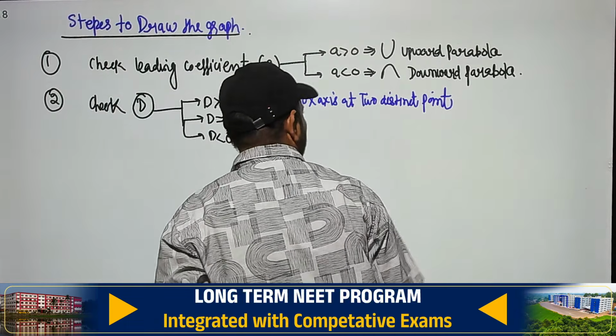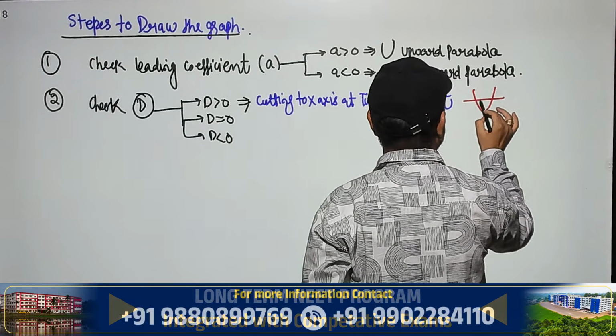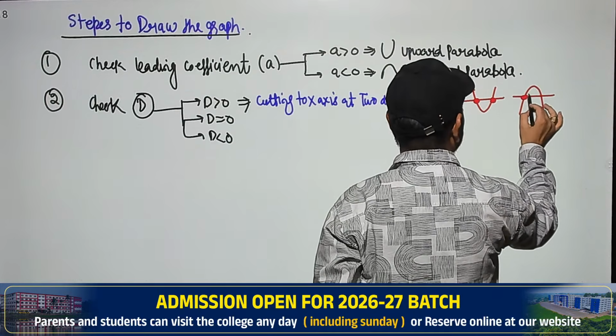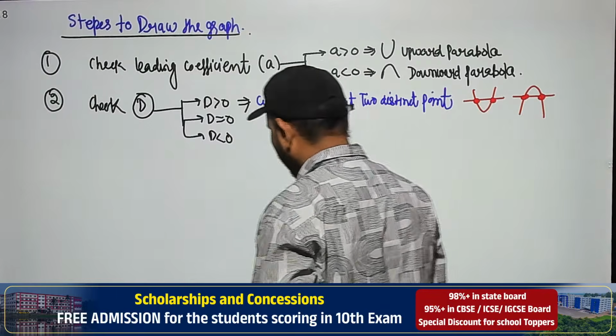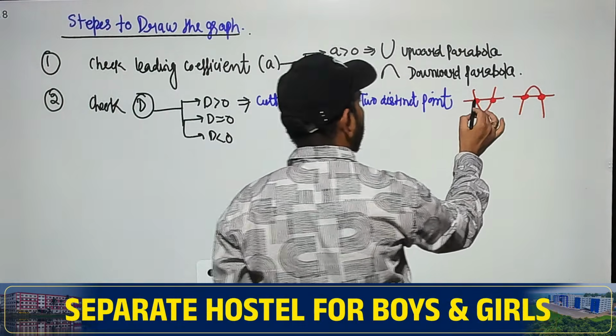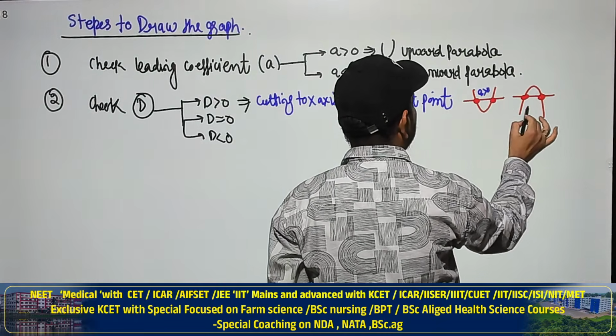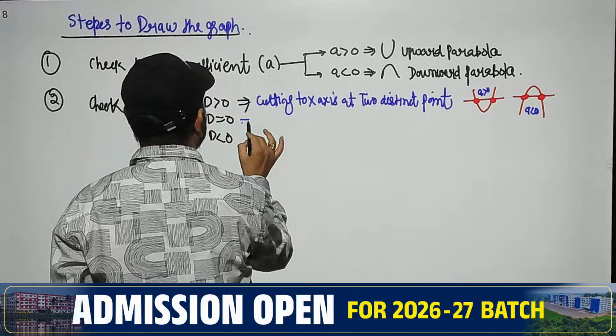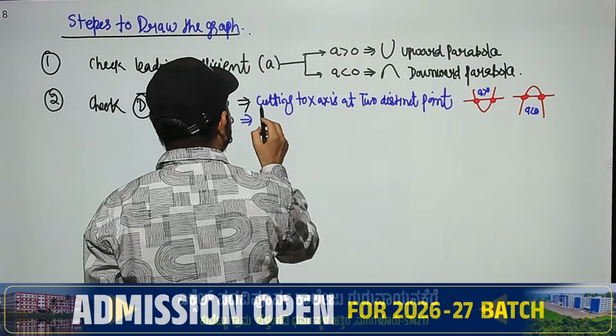It means either the graph looks like this, or it looks like this, but cutting the x-axis. In this case, A is positive. In this case, A is negative. D equal to 0 means the graph is touching the x-axis.